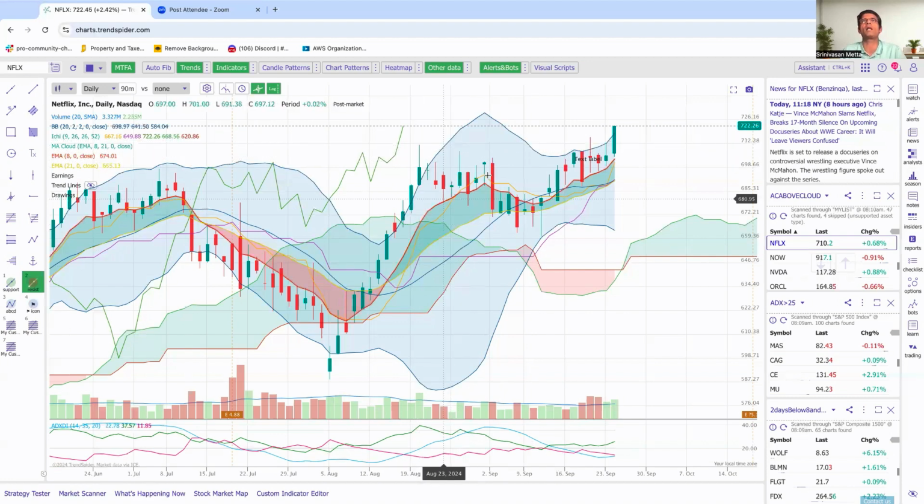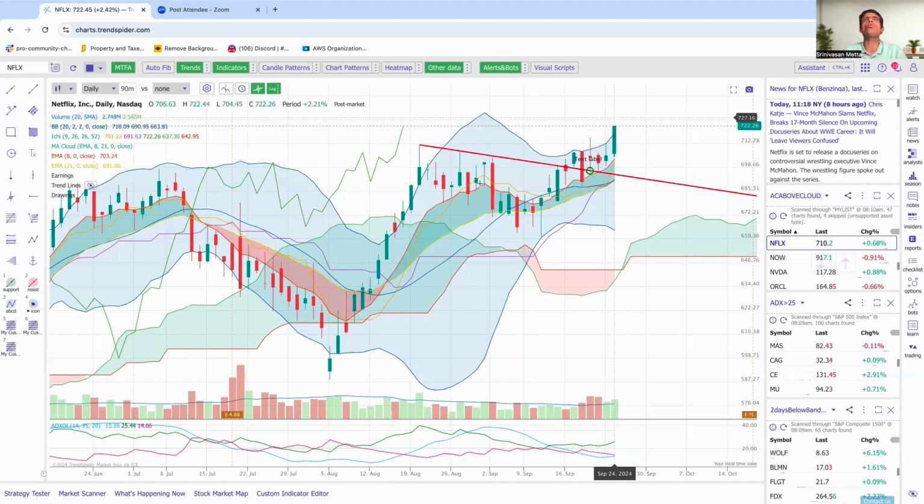Because a three-wave correction was formed, and that tells me that Netflix is trending up if it breaks this line. And yes, it is trending as soon as it broke through this line and formed a close above this trend line. So that tells me that this becomes the support and it is going towards the next resistance.